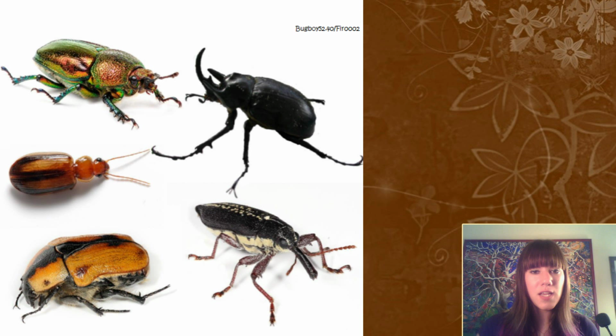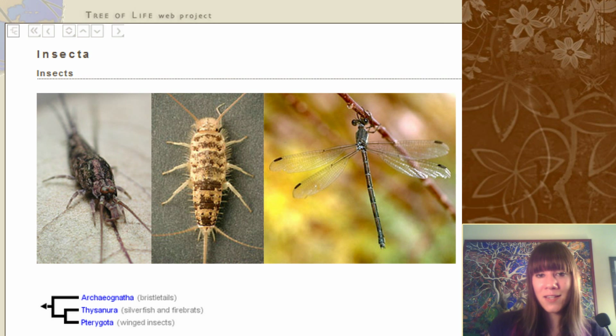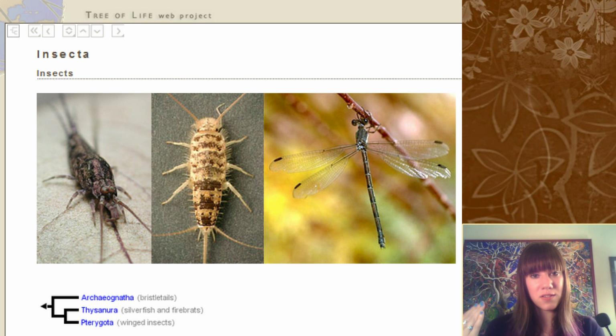A couple other examples of synapomorphies are just having 6 legs. Your hexapods are separated from things like your millipedes, for example, because they have 6 legs. Not all hexapods are insects, but all insects are hexapods. What separates insects from hexapods is that insects have the Johnston's organ in their antennae, which picks up mechanosensory cues from around them.